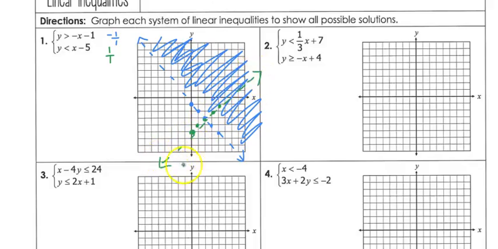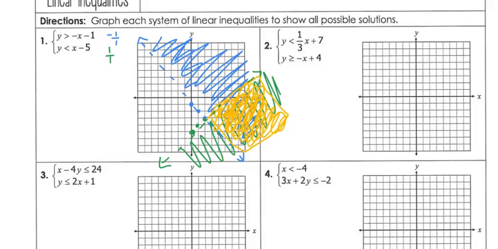Remember when we did systems of equations, we were looking for the one point where the two lines cross. But because now we're talking about inequalities, we're looking for where the shading overlaps. Less than x minus 5 means everything below the line. So this area right here where I have both blue and green shaded in, that is my solution area, where both of them are shaded in.